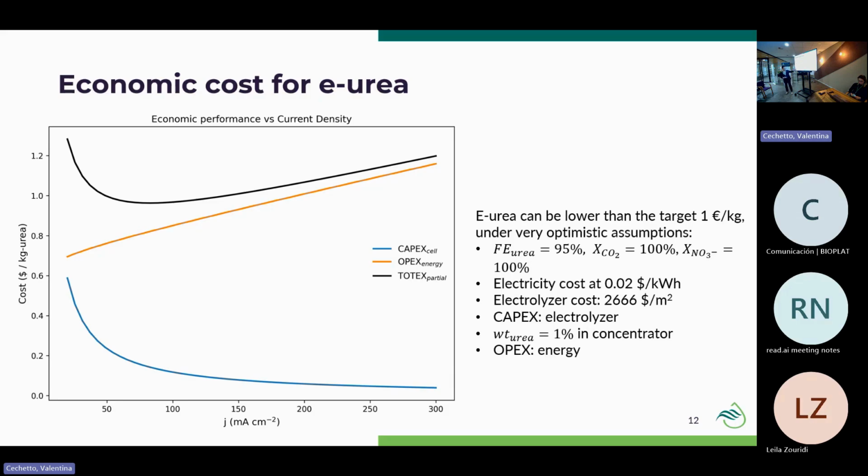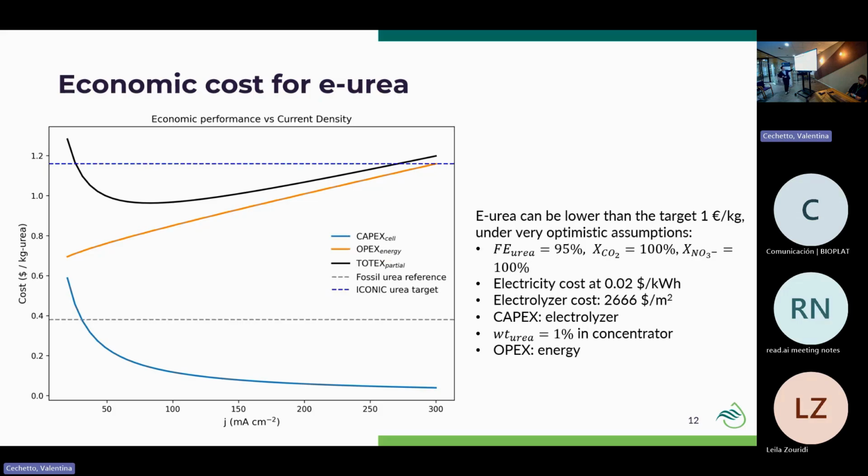But with a higher current density, we need a smaller electrolyzer area, so the capital cost can be decreasing. This way, we see the total cost has this kind of curve. So there's a suitable window for the current density, and we see this value is around 50 to 100.